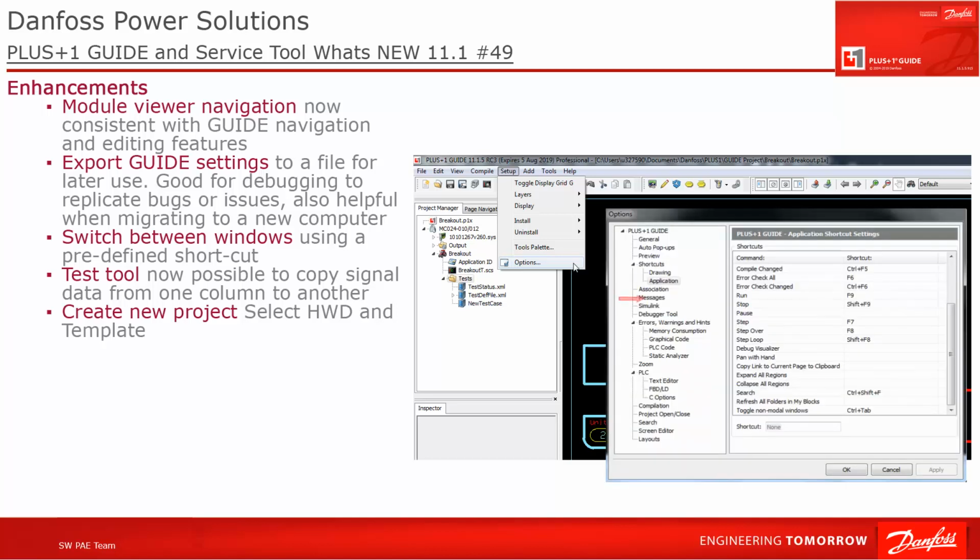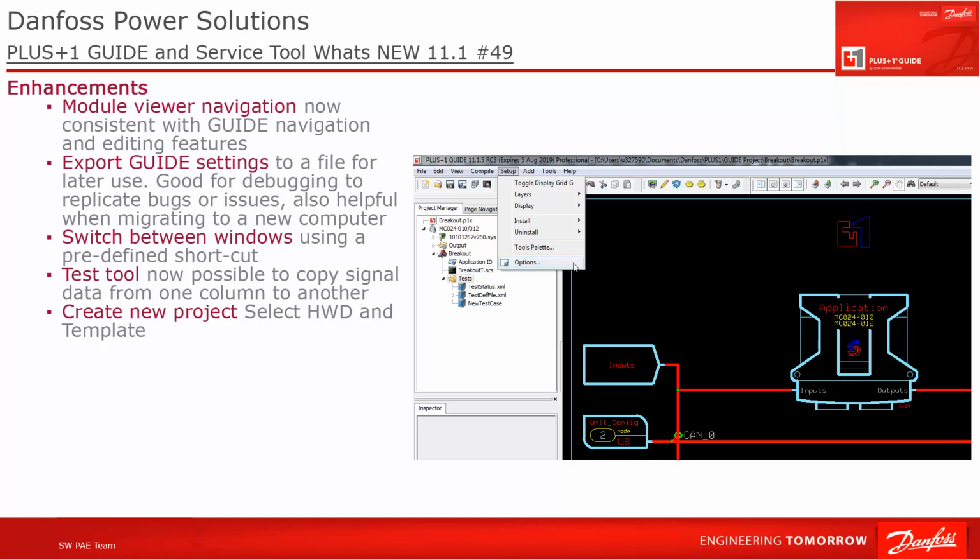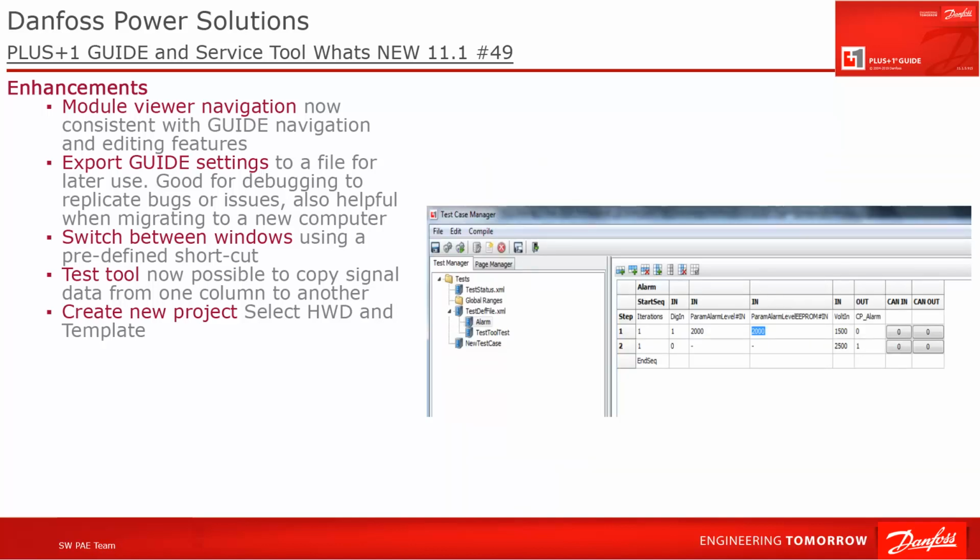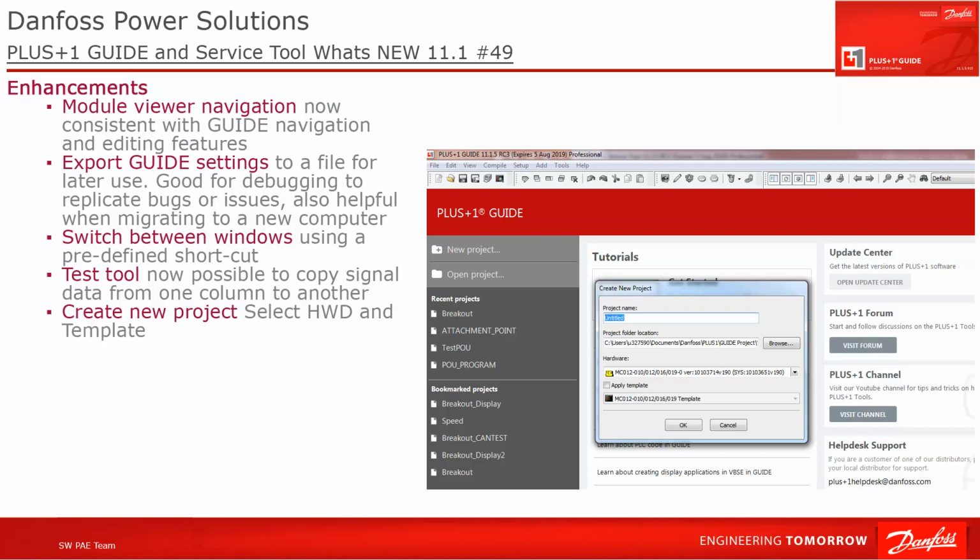Then there's a possibility to define keyboard shortcuts to toggle through all non-modal Guide windows, for example, the main window, PLC editor, screen editor, and the search window. Then the test tool has been modified to speed up the test case settings via copying signal data from one column to another. An additional enhancement is the create new project dialog.